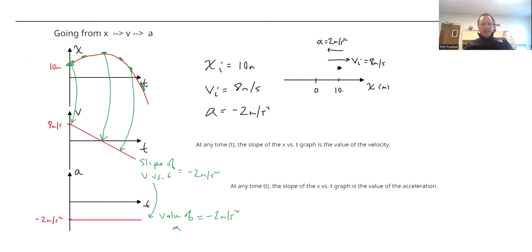This is easiest to see with the velocity and acceleration graphs. At any time t I choose, the slope of the velocity graph has a value of -2 meters per second squared, and the straight up value of the acceleration is -2 meters per second squared.